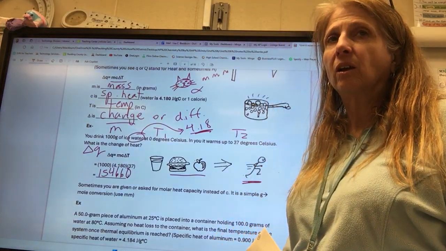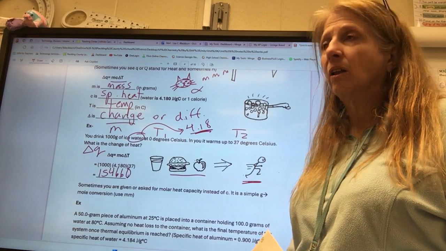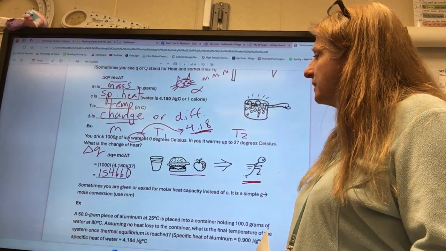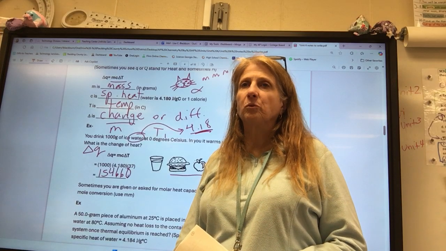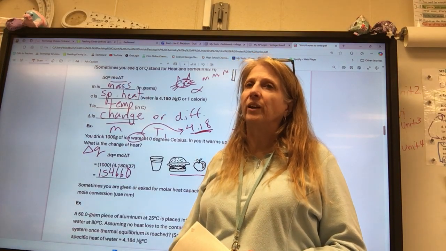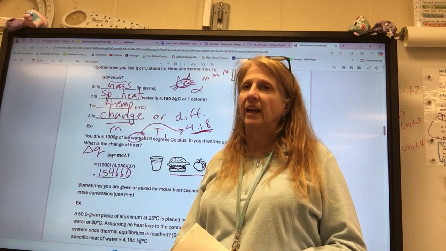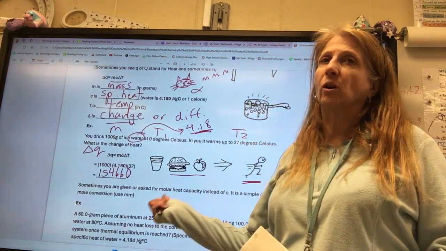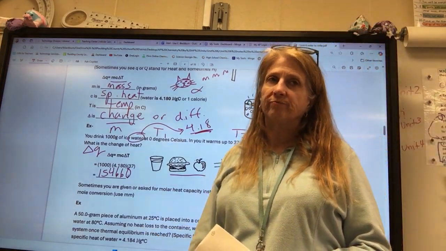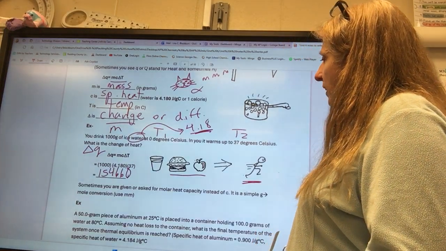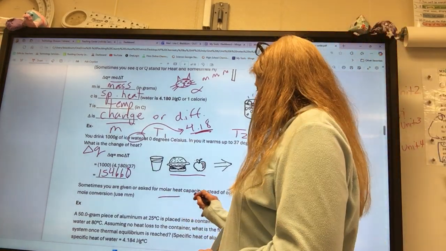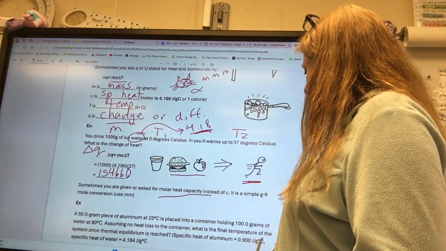Do you know why we don't change to Kelvin? And why do we stay in Celsius? We stay in Celsius for everything but the gas laws. If it's a gas, it's got to be in Kelvin, because the math doesn't work if you have negative numbers, but heat works with negative numbers. That's why. Good question.